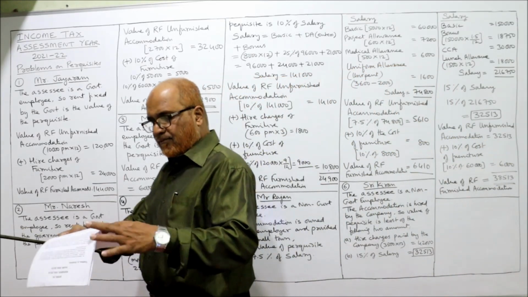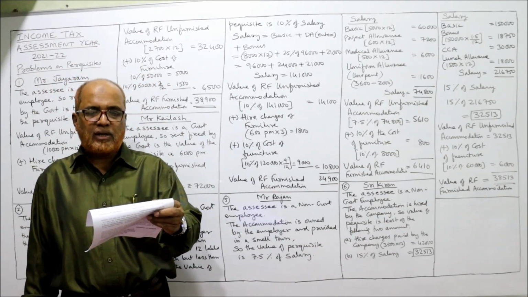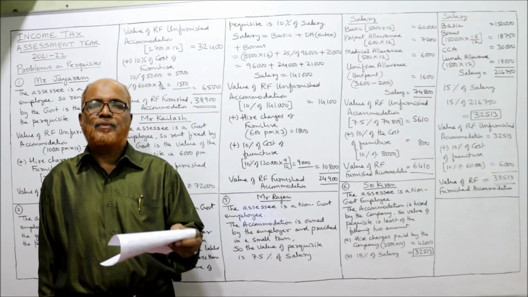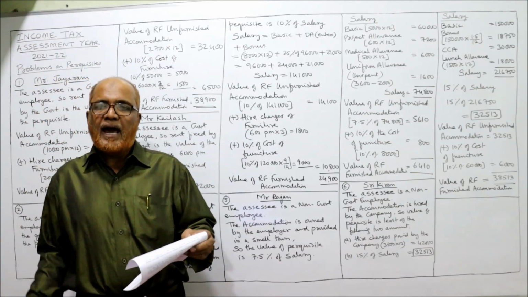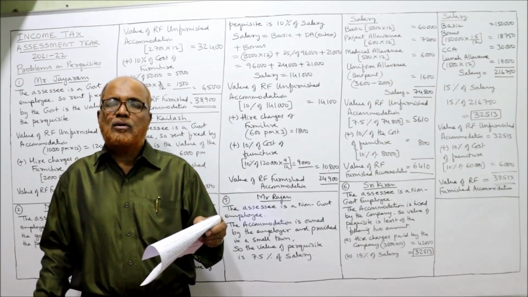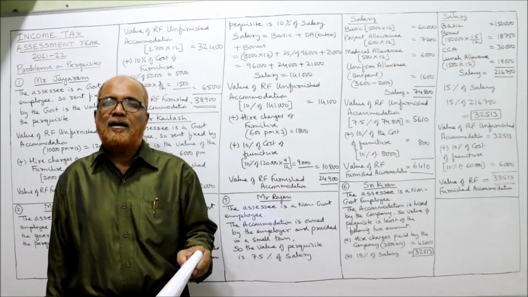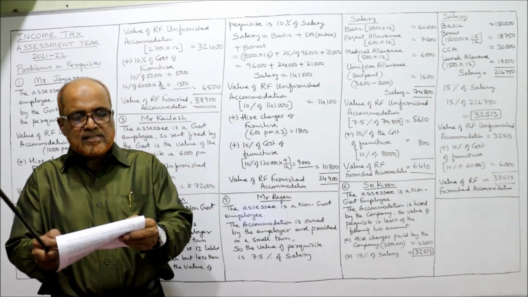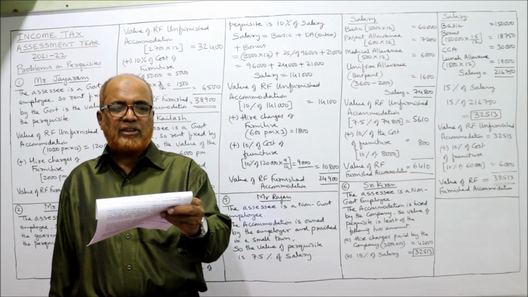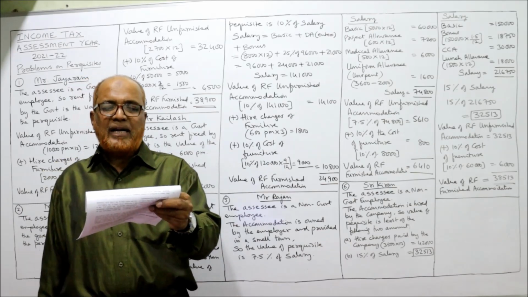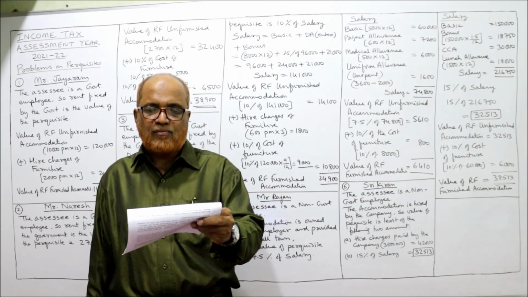Now problem number 5. Mr. Rajan is working in a private company in a small town in Krishna district of Andhra Pradesh. First of all, he is a non-government employee and he is working in a small town. Small town means the population is less than 10 lakh. His salary particulars are as follows. Basic pay 5,000 per month, DA 3,200 per month, project allowance 600 per month, medical allowance 500 per month, uniform allowance 300 per month, and he spent 2,000 for his uniform.